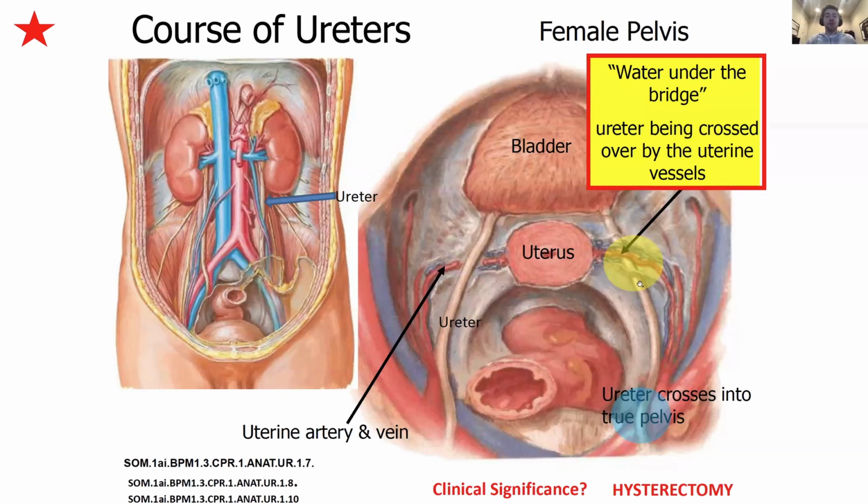Well, if a woman gets a hysterectomy, meaning she gets her uterus taken out, they need to ligate or cut off the blood supply to the uterine vessels. But the surgeon needs to remember not to go too deep, right? Don't get to the water portion or the urine portion, because you don't want to ligate or cut the ureter, right? You just want to cut the uterine vessels. So that's why they talk about the water under the bridge. The water is the ureter or the urine, and the bridge is going to be those uterine vessels.